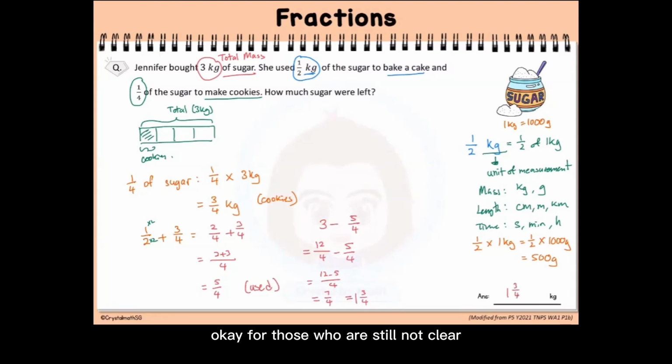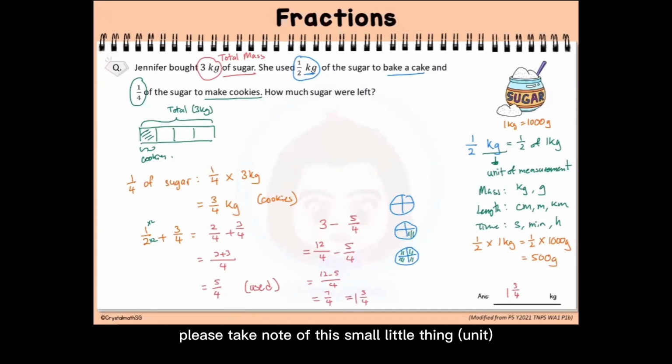For those who are still not clear how this is done, 3 wholes means 3 circles, and all of them are cut into 4 because of the denominator behind. The denominator is 4, so I take away 5: 1, 2, 3, 4, 5. You see the answer is 1 whole and 3 out of 4 kilogram. Hopefully this helps those who are very confused with fractions.